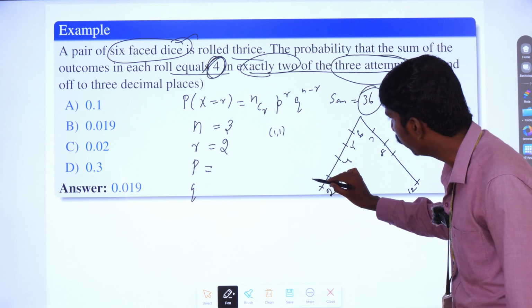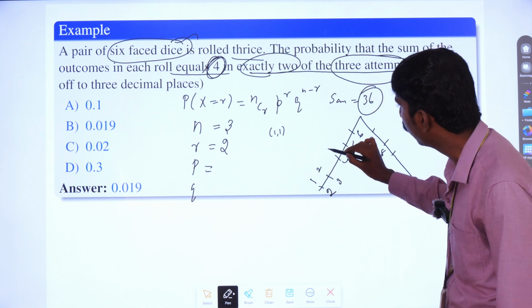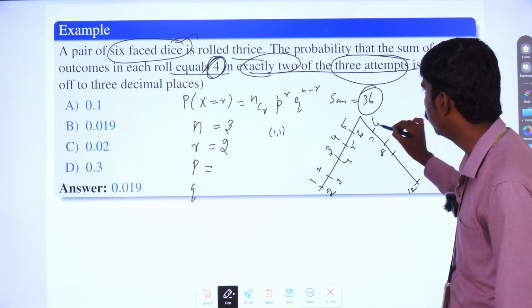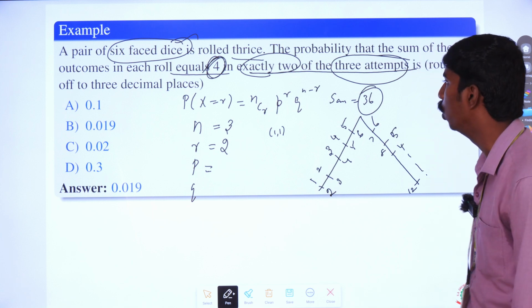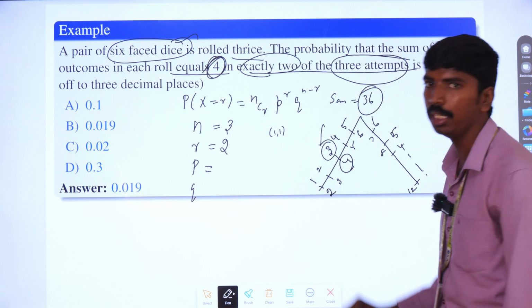So the sum 2 you will get 1 time, sum 3 you will get 2 times, sum 4 you will get 3 times, then 4, similarly 5, 6, and in reverse you come down to 5, then 4, like this it goes on. So the sum of 4, how many times you will get it, is nothing but 3 times.